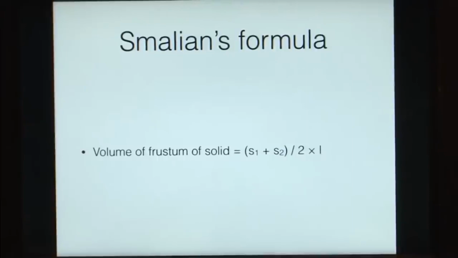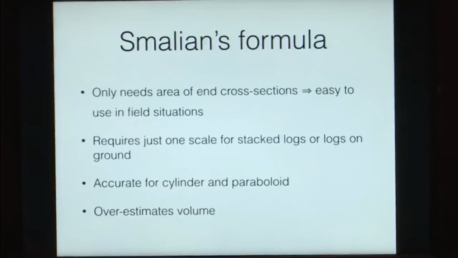So, it states that the volume of a frustum of a solid is the average of the end cross sectional areas multiplied by the length of the solid. Here, in place of taking 3 readings, you are only required to take 2 readings of the end cross section. So, it is easy to use in the field conditions.